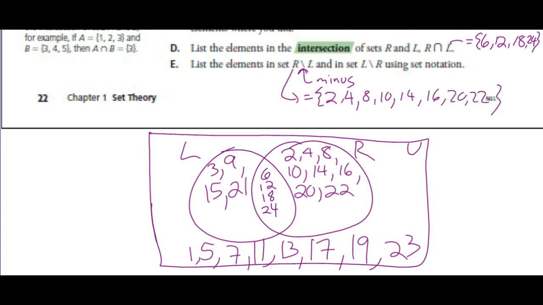Okay, so that's only R, right? List the elements in L slash R. Okay, it's just 3, 9, 15, and 21.